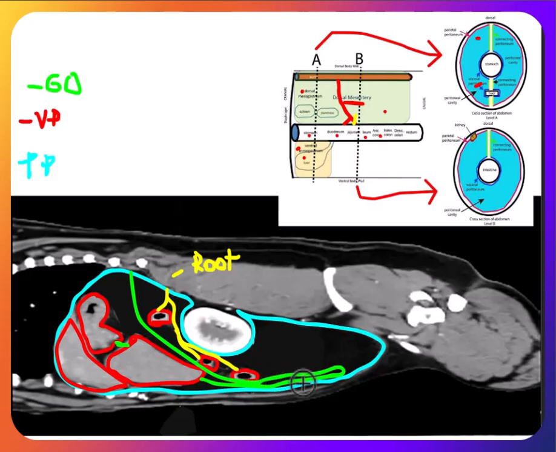So this, the green one, is the greater omentum. This is a connecting peritoneum, but we're going to call it the mesentery. So we'll just say mesentery.